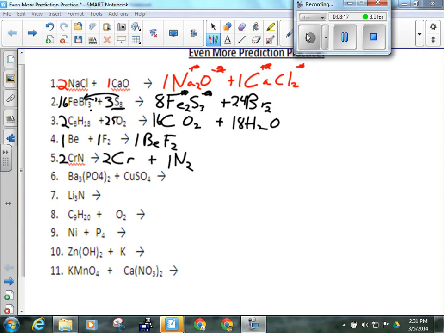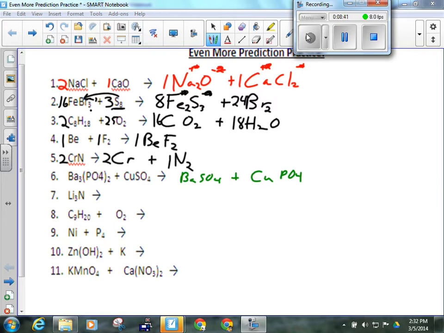Metal, non-metal, metal, non-metal. So we swap the metals here, and we end up with barium ending up with sulfate, and copper ending up with phosphate. Now we have to swap and drop. Barium is a +2 charge. Sulfate is a -2, so that one's already good the way it is.